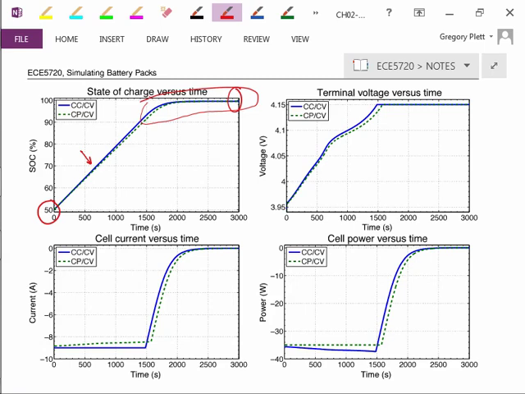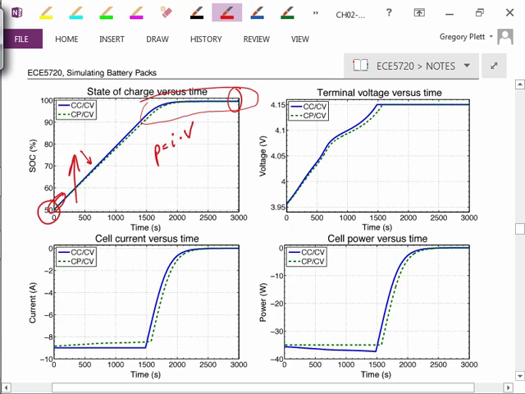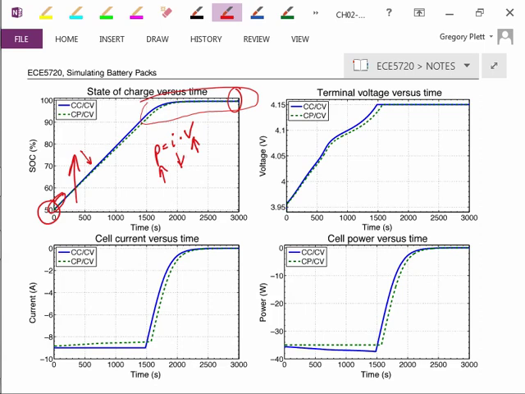In this case, we start out with very similar current levels, and so the state of charge is changing at a very similar rate. But as the state of charge increases, the cell voltage increases. And power equals current times voltage, and if voltage is going up, for power to be constant, current must be going down. So I would not be charging quite as quickly if I start charging at exactly the same rate.